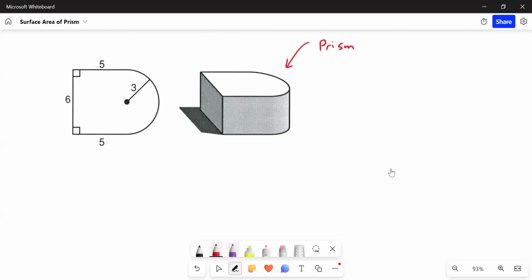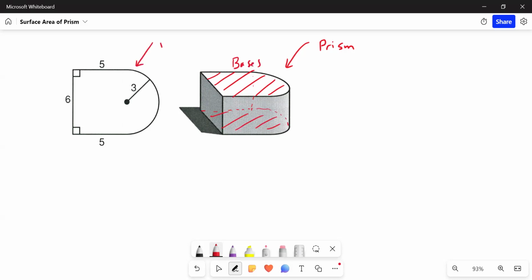But you can see from the top that the shape seems to be somewhat rectangular and somewhat curved. Now, you can't see it because it's not opaque, but there would be the base down below that would be identical. So those would be the 2 congruent bases.